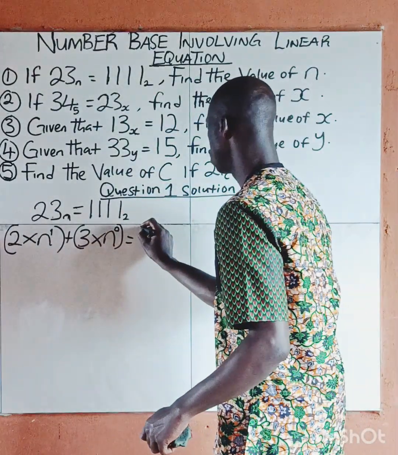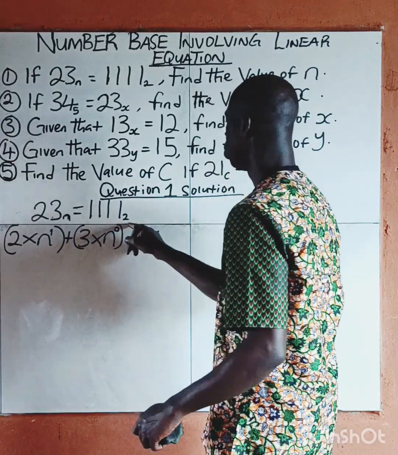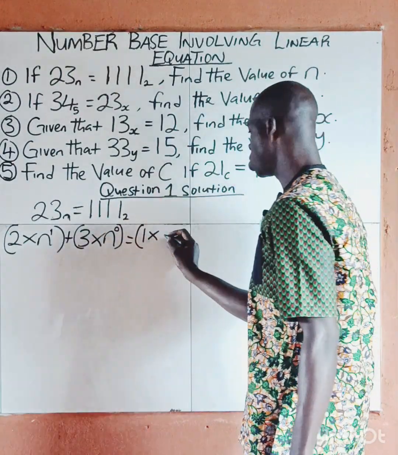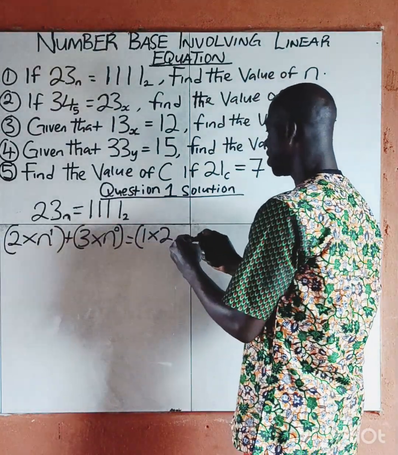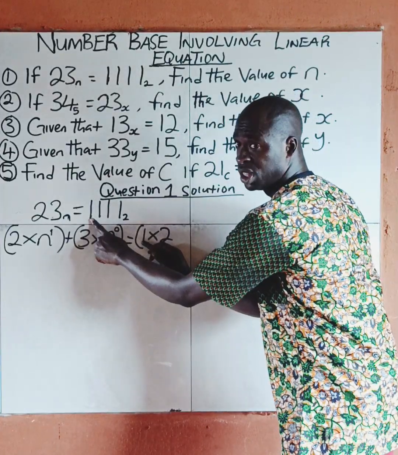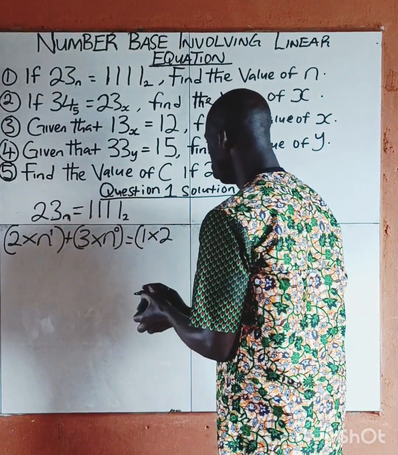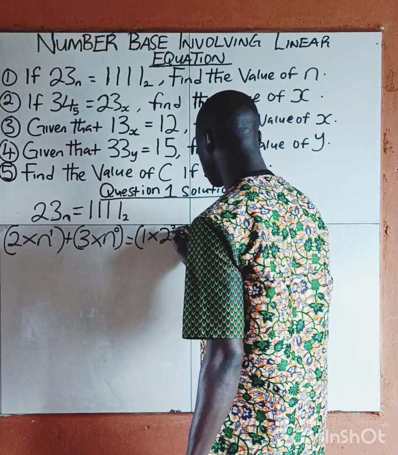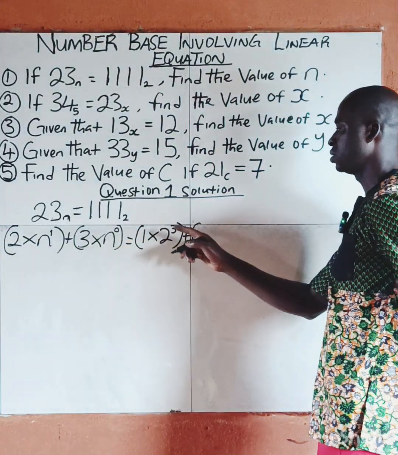It becomes, open a bracket, 1 multiplied by, what is your base? Your base is 2, so I'm going to write 2. If I close this first digit, remember I'm currently working on this digit, what I have left is 1, 2, 3. So I'll come here, raise to the power of 3. I'll close it again.